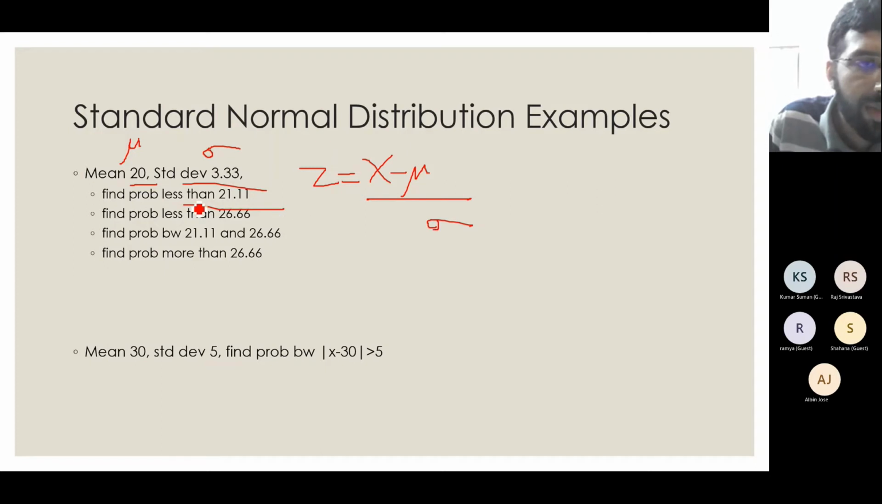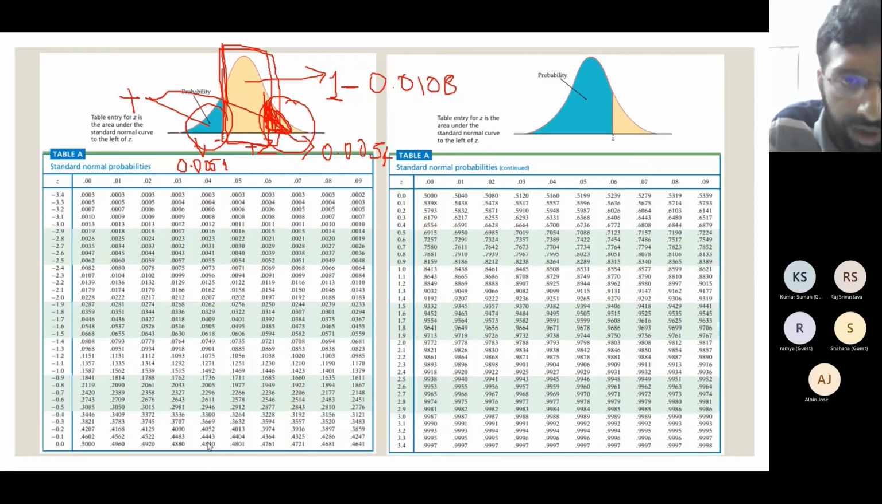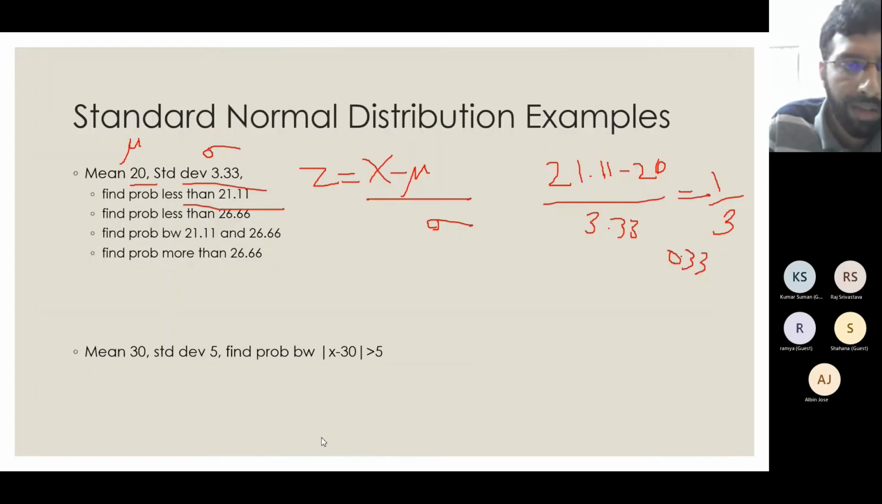For the first case, my x is 21.11, minus mu, which is 20, divided by 3.33, my sigma. That gives me about 0.33. To find this value, I have to find from the table the value corresponding to 0.33. 0.3 is here, 0.33 is here. So 0.6293 is my probability for that particular case.